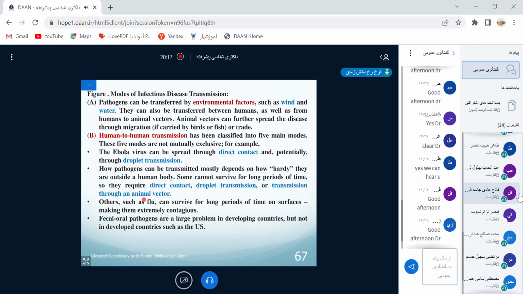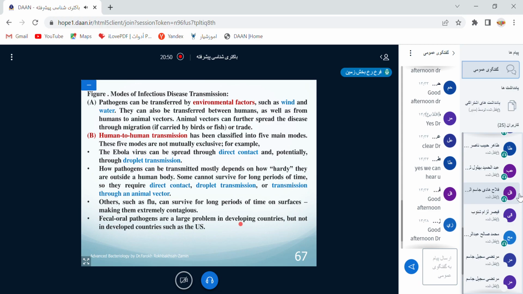So when they are sensitive outside the body of humans, some of the pathogens go through the body of animals or insects, and accordingly in a suitable time they reach the body of another susceptible human. Others, such as flu, can survive for long periods of time on surfaces, making them extremely contagious.